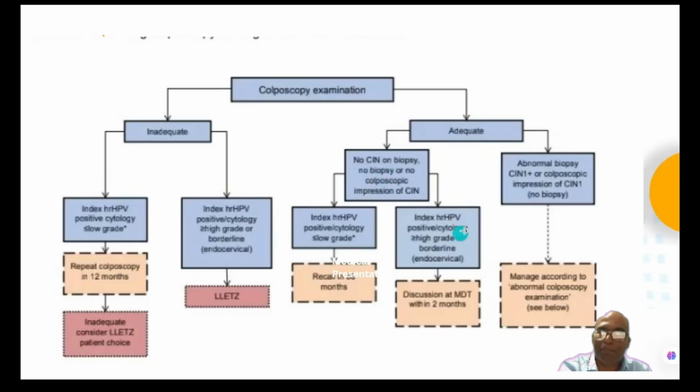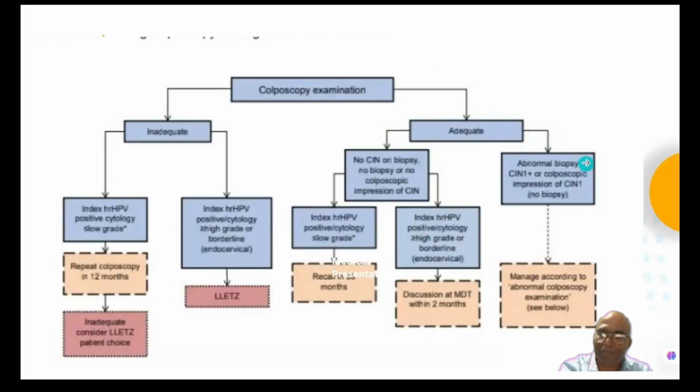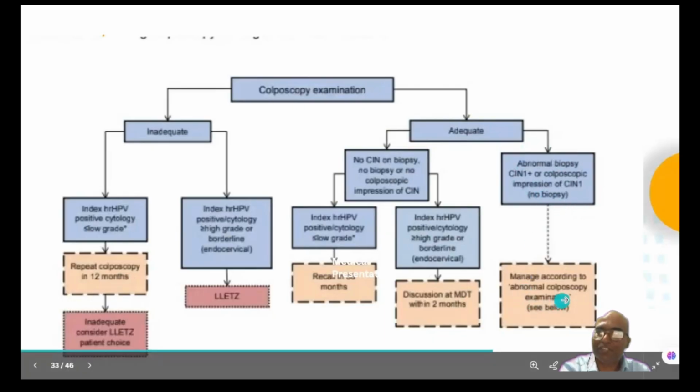Okay, but here your high grade HRHPV is positive and the cytology is high grade. This case you will discuss in the MDT within 2 months. Okay, you have performed the colposcopy, you have performed the biopsy. The biopsy is CIN 1 plus, meaning 2 or 3, or colposcopic impression of CIN. These patients are managed according to the abnormal colposcopy.